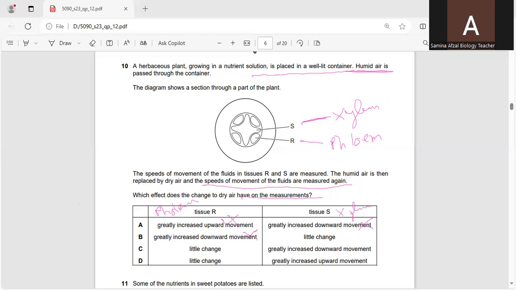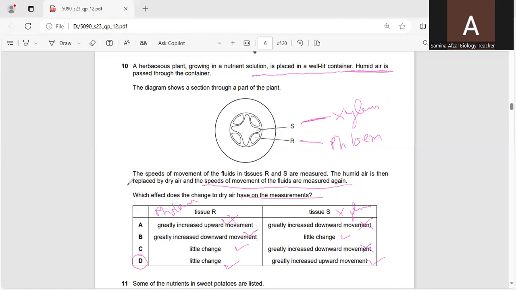Little change, yes, it can be. C, little change, greatly increased downward movement. Water only moves in the upward direction by the xylem, not in the downward direction. So this is correct. Little change, greatly increased upward movement. Only D is the option in which both statements are according to the given tissues. So D is the correct answer in this question.